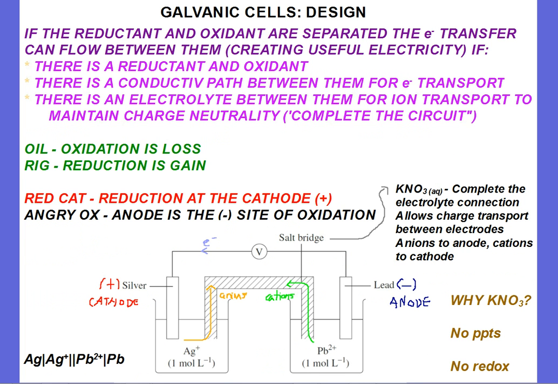Galvanic cell design. If you separate the reductant and the oxidant, and you put a path there for electrons to travel through, you can make electrons travel from the anode to the cathode, producing useful electricity.